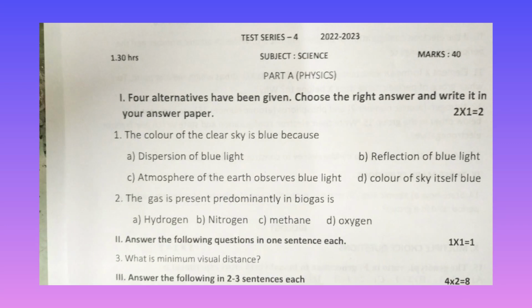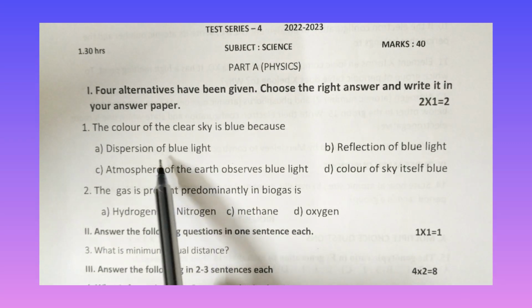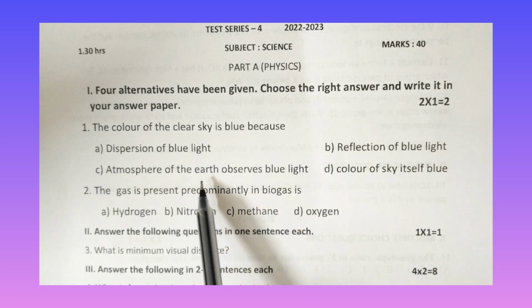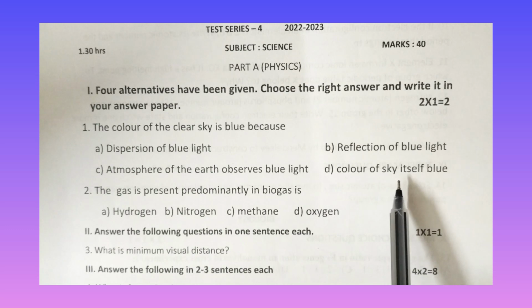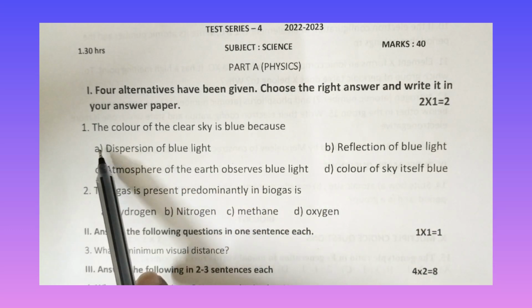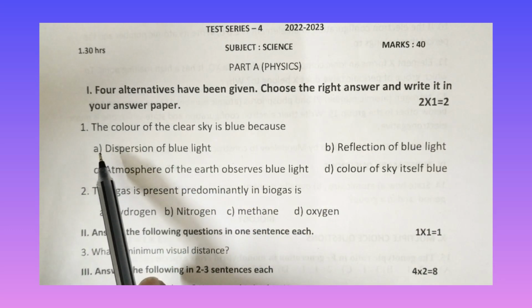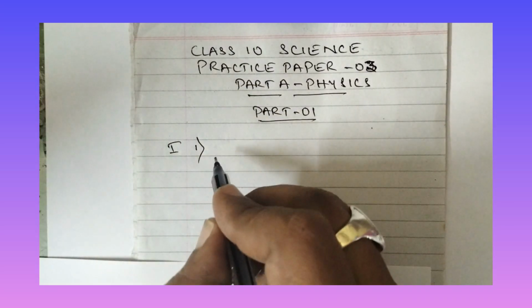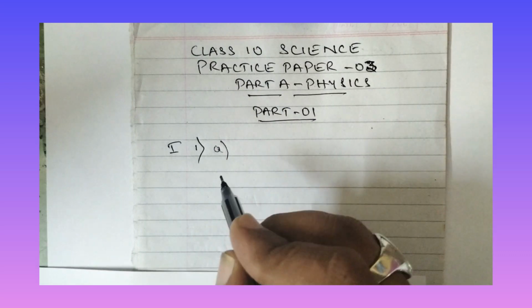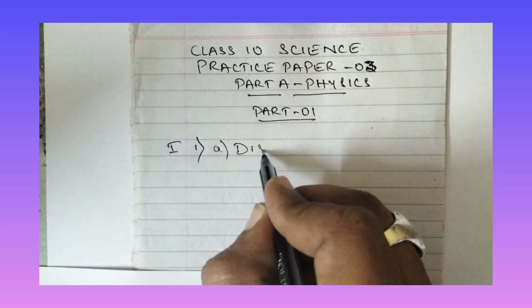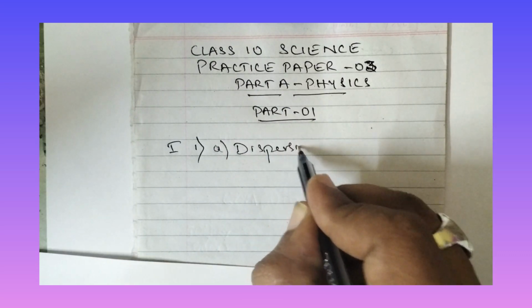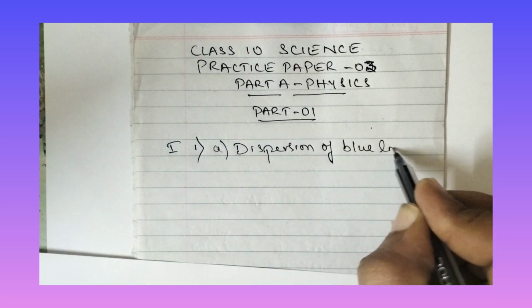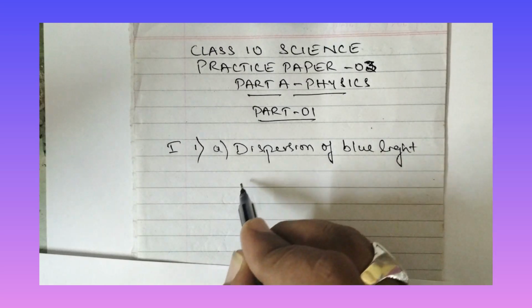The color of the sky is blue because of: dispersion of blue light, reflection of blue light, the atmosphere of the earth absorbing blue light, or the color of the sky itself being blue. So the right answer is due to scattering of light or dispersion of light. So for this question, option A, that is dispersion of blue light.